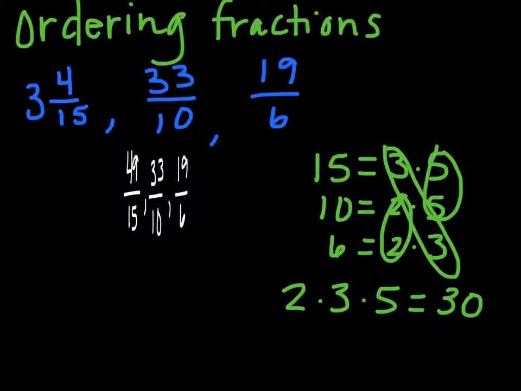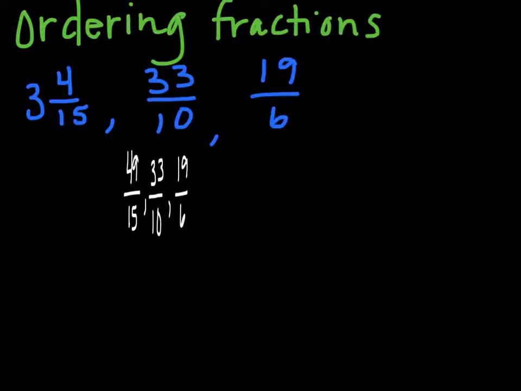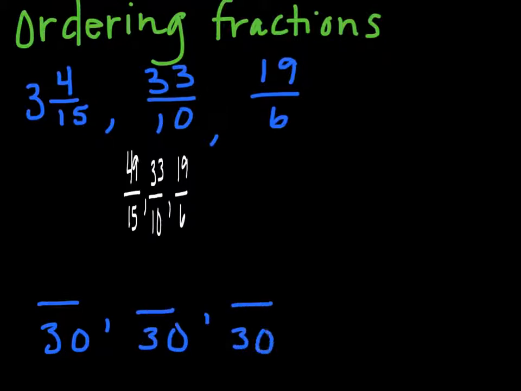So now we need to write each of our fractions as an equivalent fraction with 30 as our denominator. 15 times 2 is 30, so we'll multiply 49 by 2, giving us 98. 3 times 10 is 30, so we'll multiply 33 by 3 to give us 99. 6 times 5 is 30, so we'll multiply 19 times 5, giving us 95.